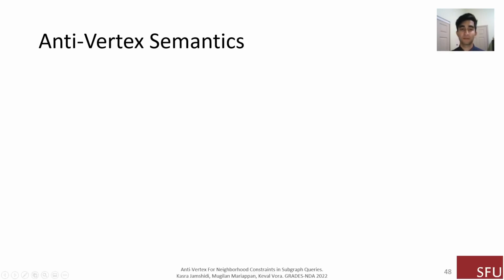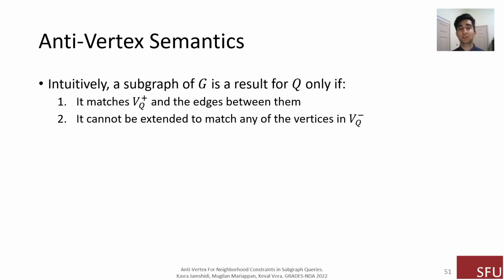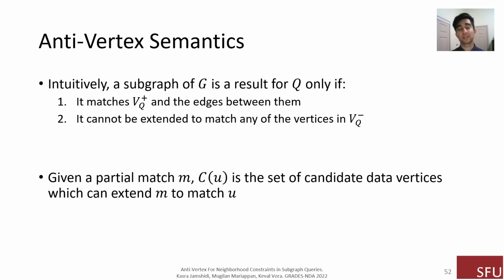So a data subgraph is going to count as a match for the query graph if 1, it correctly matches all of the true vertices and the edges between them, and 2, it can't be matched to, or extended to match, any anti-vertex. To make point 2 more precise, we're going to define a function C of U that gives all of the data vertices that could be correctly matched to a vertex U in the query. Basically, C of U gives candidates for extending the subgraph. Now we can rewrite to say C of U bar must be empty for every anti-vertex in the query.